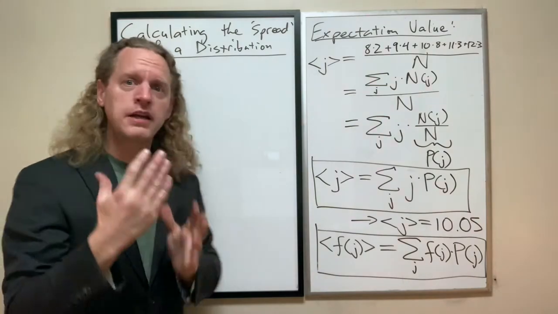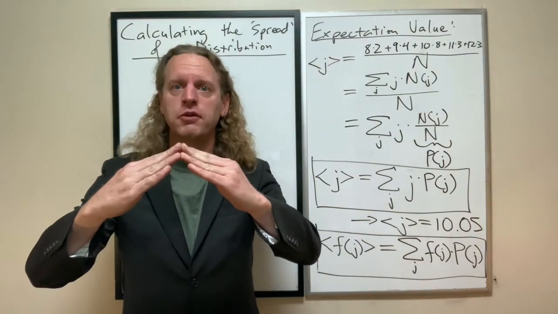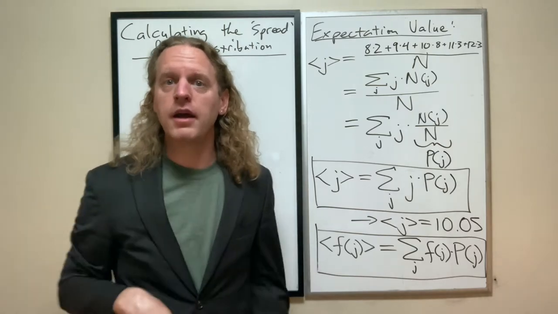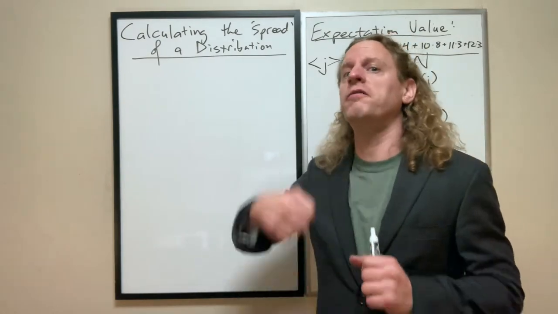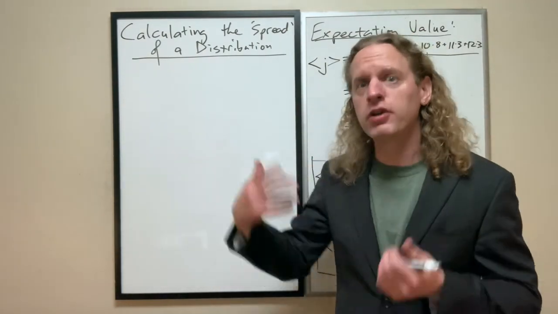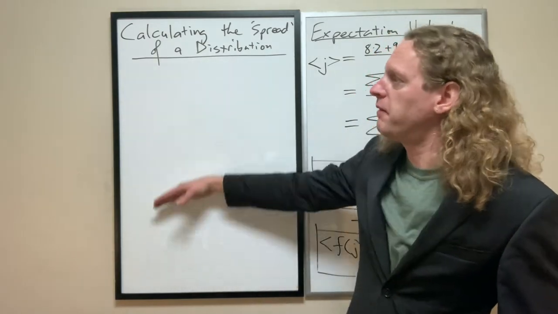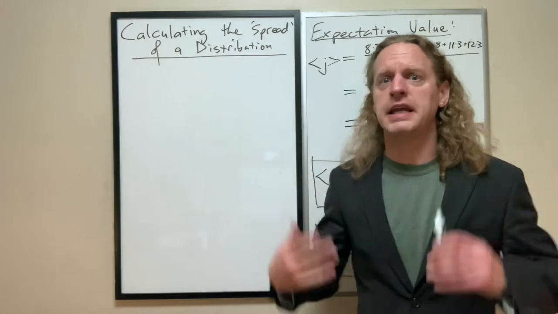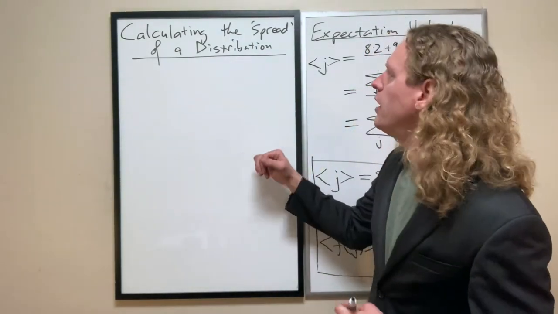So rather than talk about where the center lies, let's talk about how spread out that distribution is around its center. And to do that, we're now going to invoke some things that we're going to call variance and deviation and standard deviation. So terms you've heard of. This is probably where you may not have seen some of these equations, even if you've had some of these courses before.